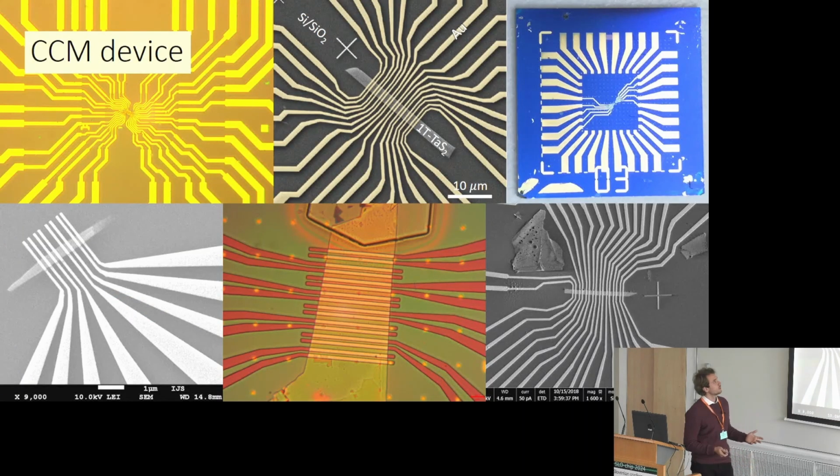Now let's take a look at our devices. So CCM, or charge configuration memristor. The active element in our device is the 1T tantalum disulfide material. You can see we deposit a single flake on a silicon dioxide substrate, and then we fabricate golden electrodes on top using just traditional laser or E-beam lithography. And each pair of these electrodes represents one memory bit of our device. So this is where the information is stored and manipulated.